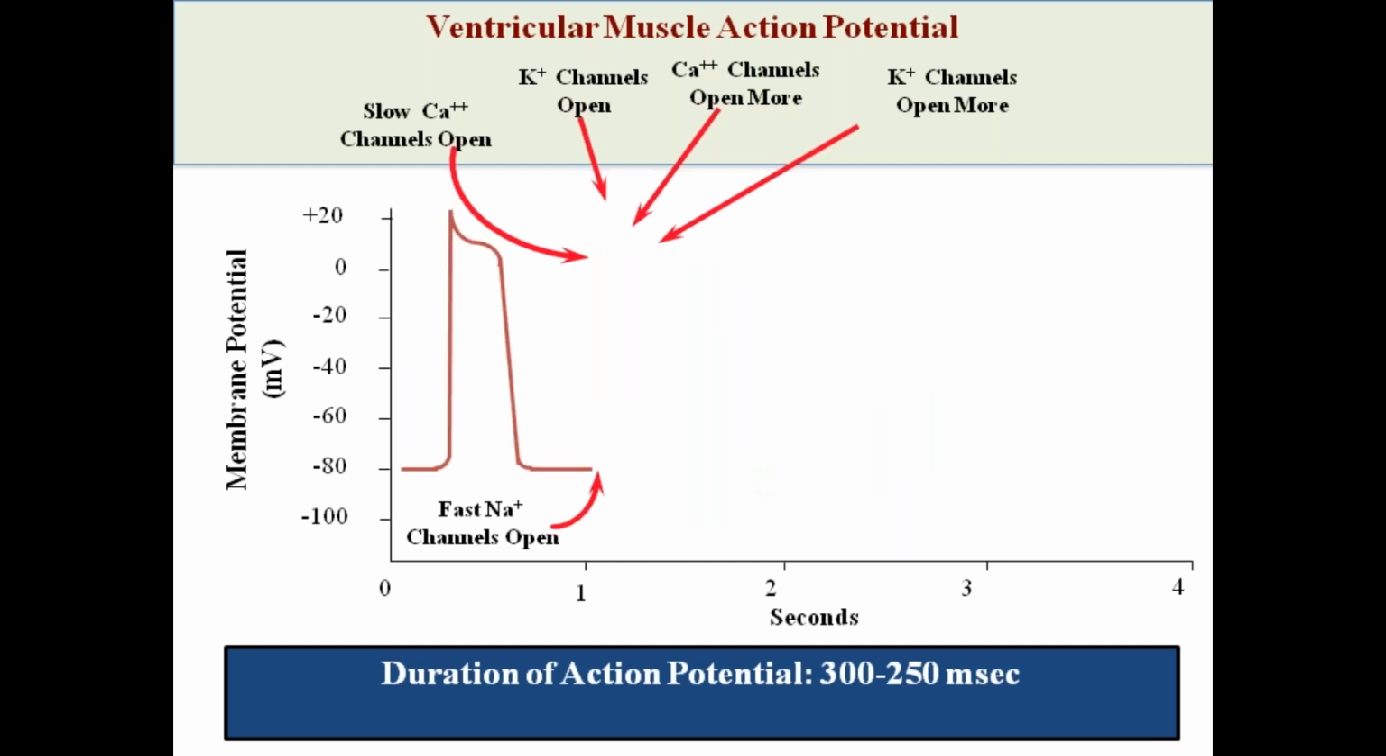Here in this diagram, you can see an action potential which is happening in cardiac muscle. Now, if you see the action potential of the cardiac muscle, you will see that there is a plateau. In skeletal muscle, you don't have this plateau. And because of that plateau, the duration of the action potential of cardiac muscle is longer. It is something like 250 to 300 milliseconds.